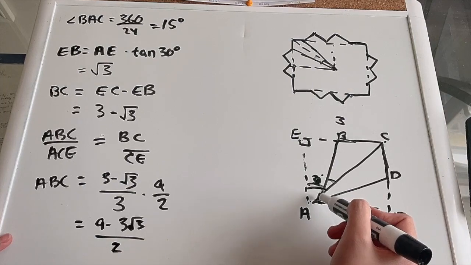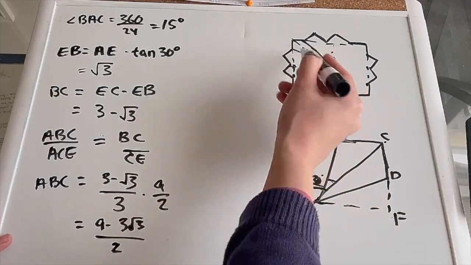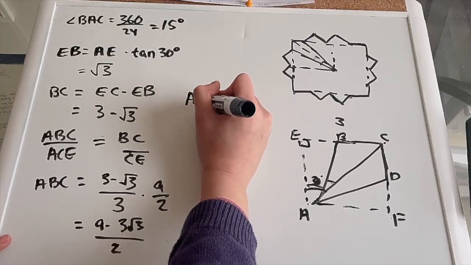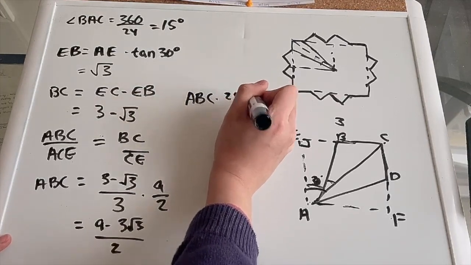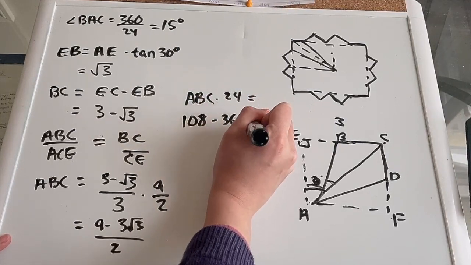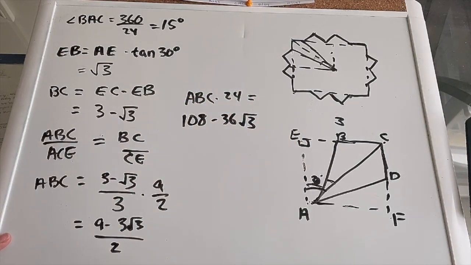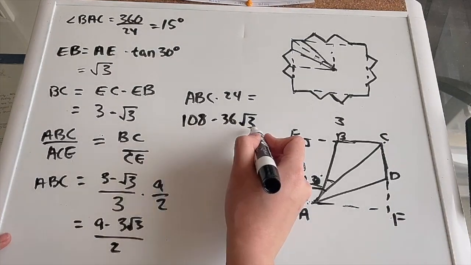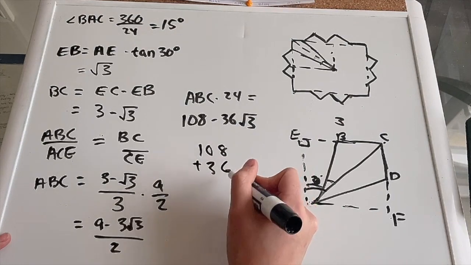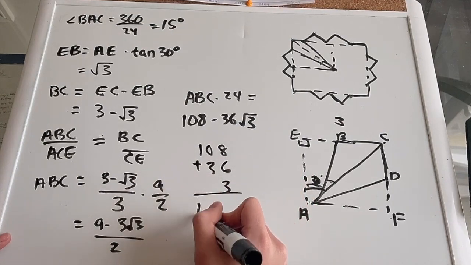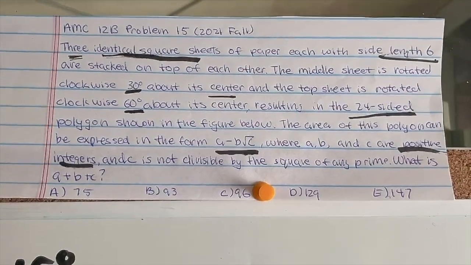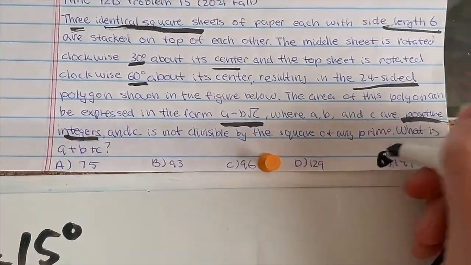So like I said before, this is 1 over 24 of this whole polygon. So to find the area, we would take ABC times 24, and then if you simplify that, you get 108 minus 36 times the square root of 3. And it is asking you what is the sum of a plus b plus c. So 108 plus 36 plus 3, and you would get 147. Looking at the answers, we can see that the answer will be E, 147.